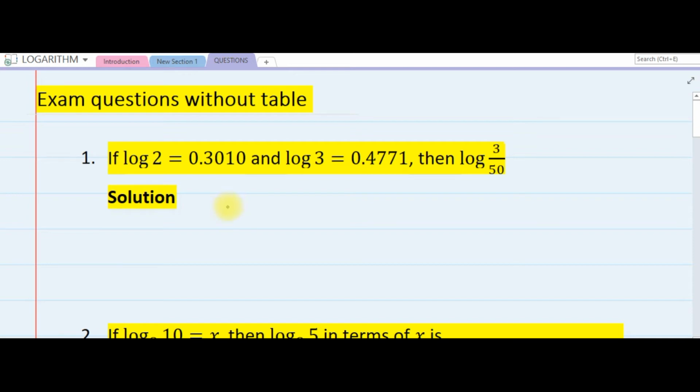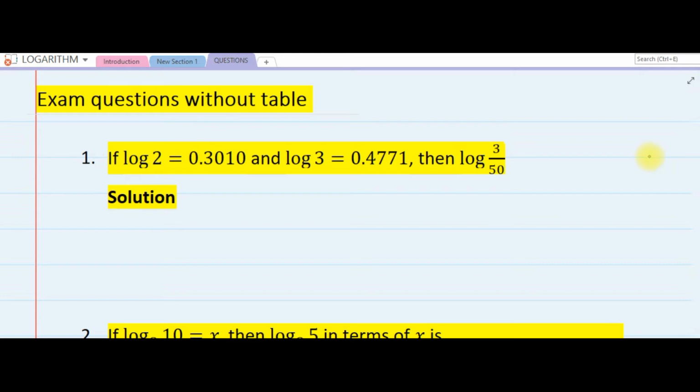So the first question: we are given that log 2 equals 0.3010 and log 3 equals 0.4771. We are asked to find log of 3 over 50. Remember, when you see log without a base, the base is not written here. Note that it's called the common logarithm, and the base is base 10. So if you see log without a base, know that it's base 10.